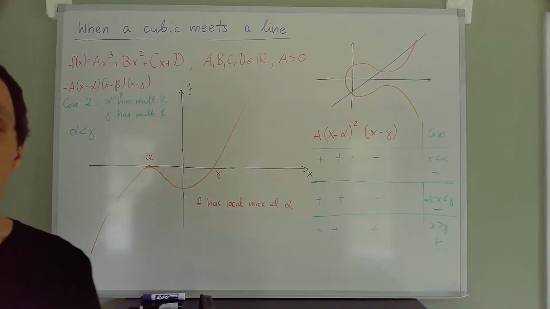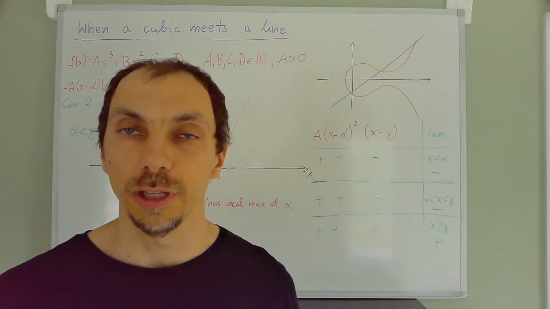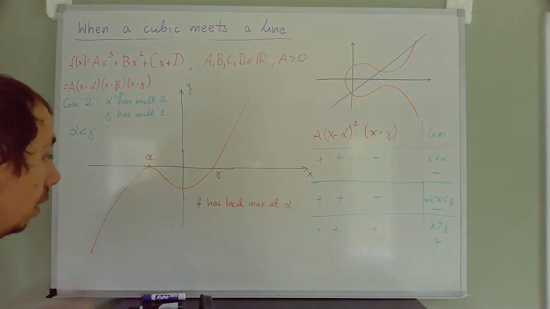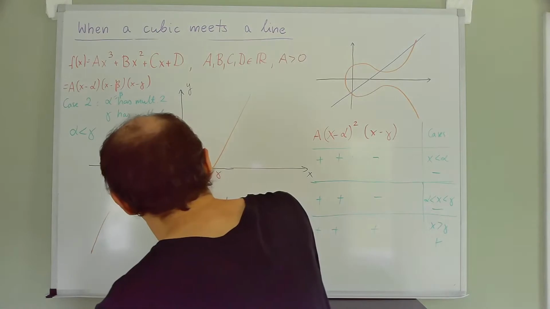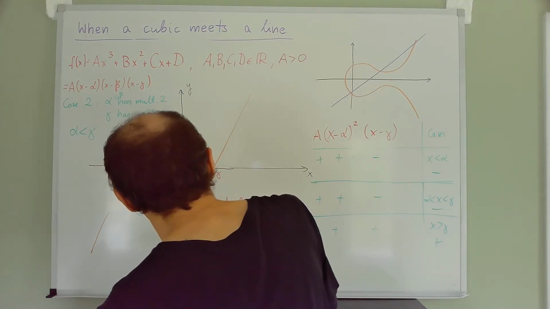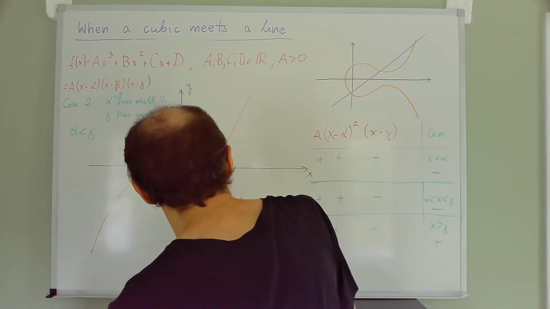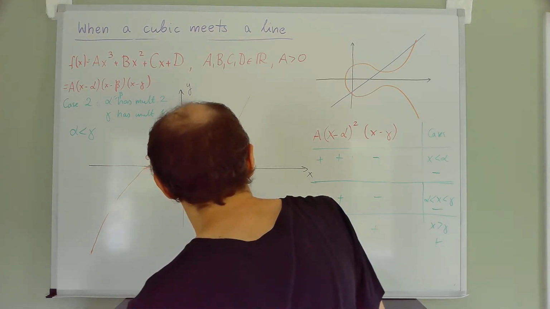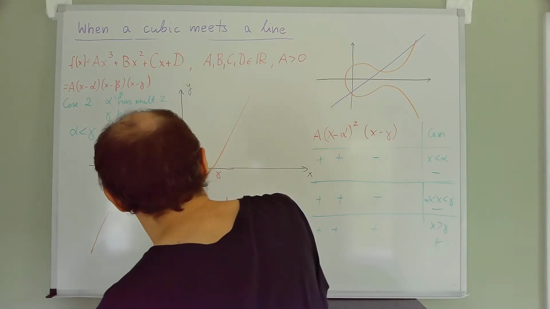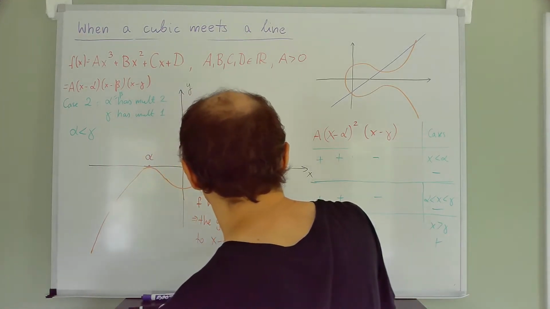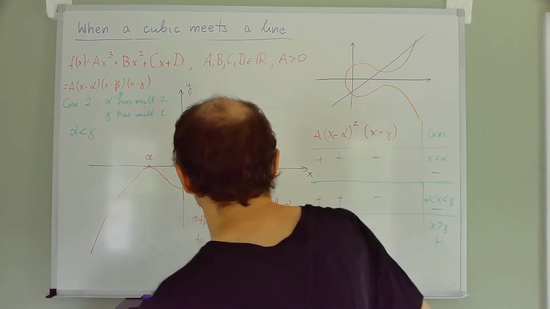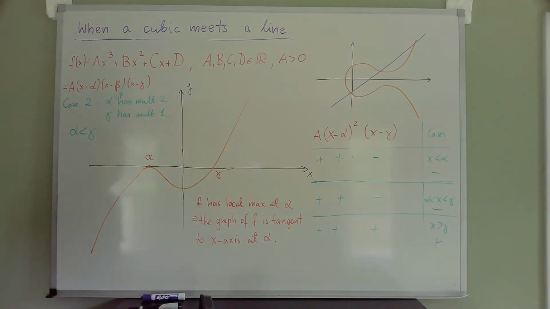But what we know about polynomials is that they are differentiable functions. So they have all the derivatives, which means having a local maximum means it's a critical point. So, in fact, this implies that the tangent, so the graph of f is tangent to the x-axis at alpha. Okay? You see it's not tangent at gamma.